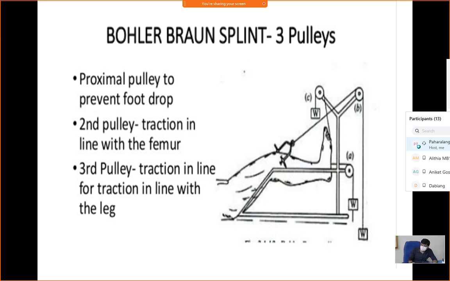It may be there in the exam also. And you have to know the uses of all these three pulleys, and in what condition you can use all this splint. This can be used in shaft humerus fracture, shaft femur fracture, as you are seeing here.